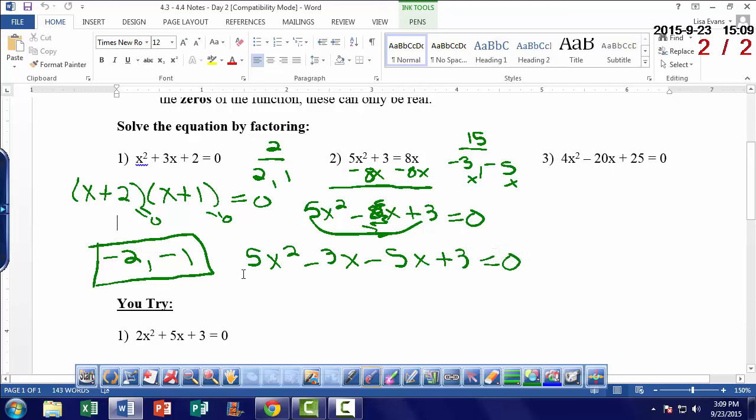Now I'm going to factor by grouping. I'm going to look and see what's the greatest common factor I could divide out of these two terms. That would be an x. I'm going to look and see what's the greatest common factor I could take out of these two terms. The only thing I can take out is a negative 1.